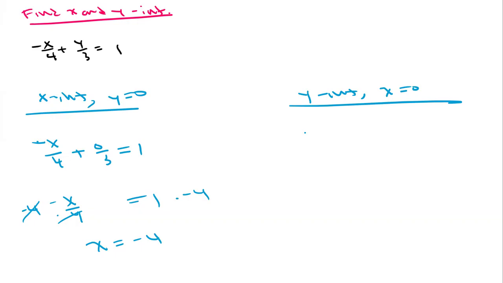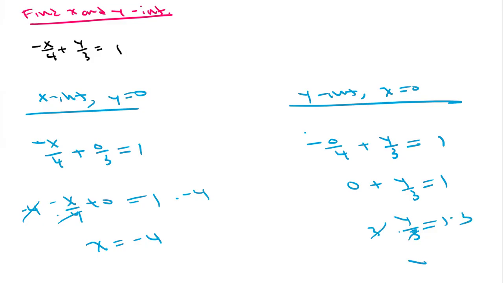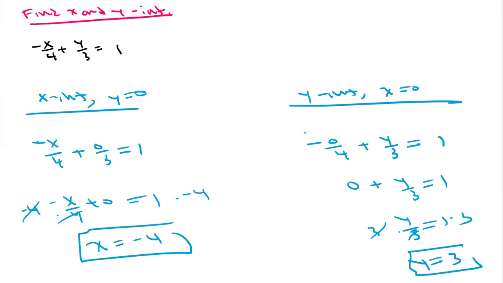Okay, and then for the y-intercept, we set x equals 0, so that'll be negative 0 over 4 plus y over 3 equals 1. So this is going to give us 0 here, right? Because this is 0. And then we'll have y over 3 equals 1. So we're going to multiply both sides by 3. So y equals 3. So it would be negative 4, 0. This would be 0, 3.